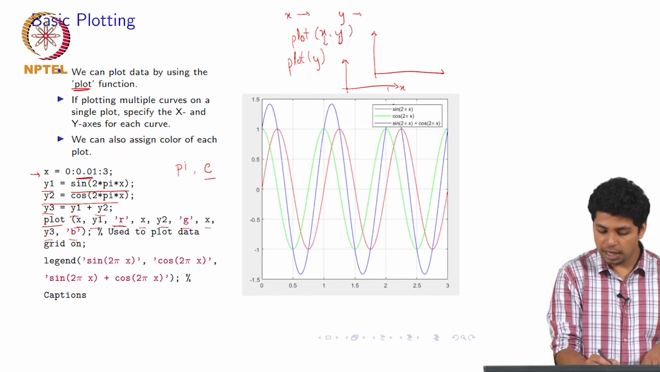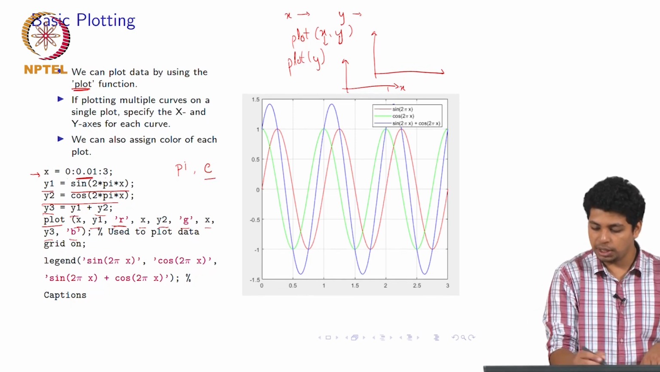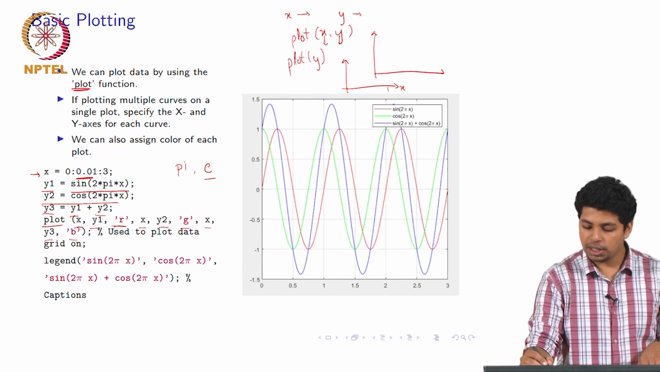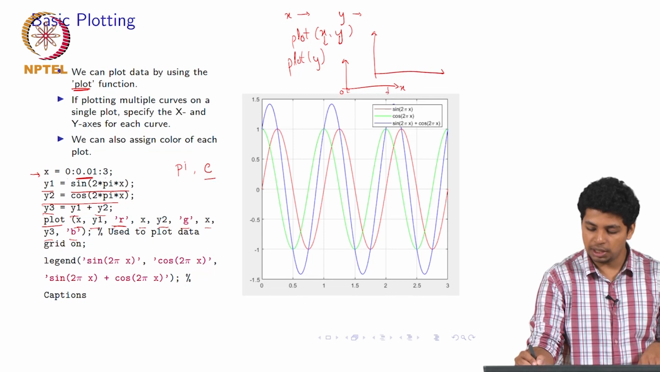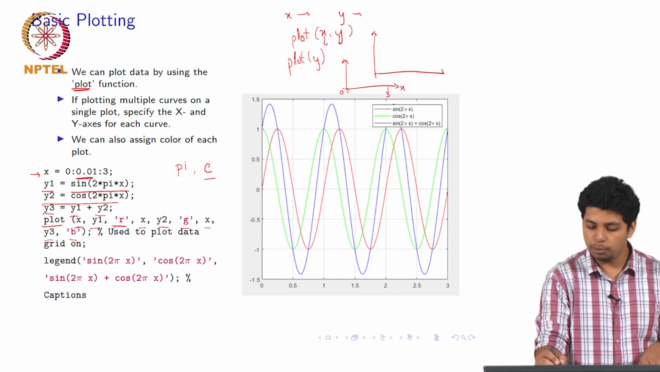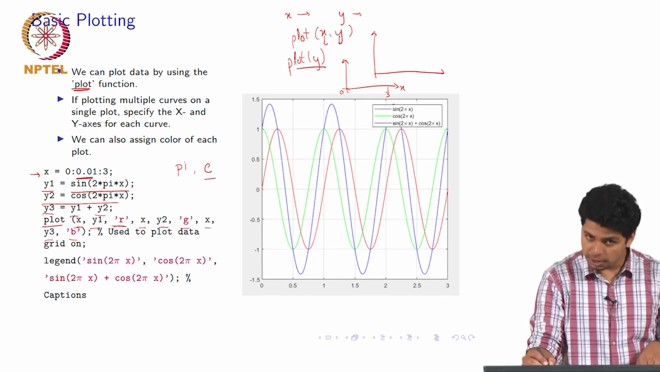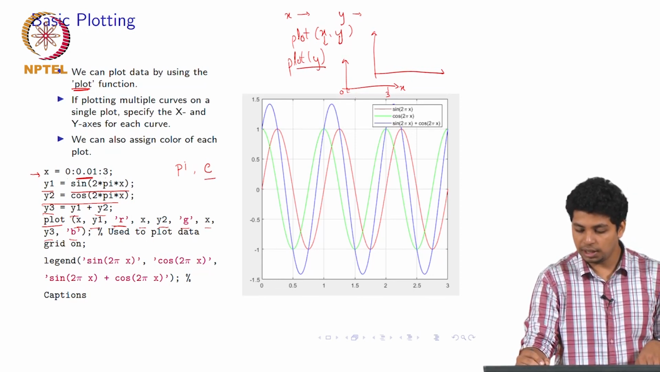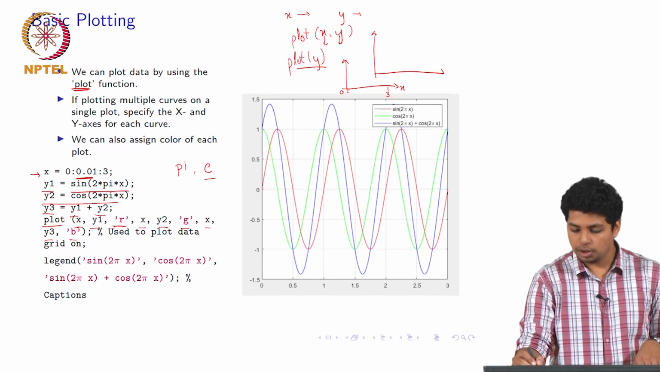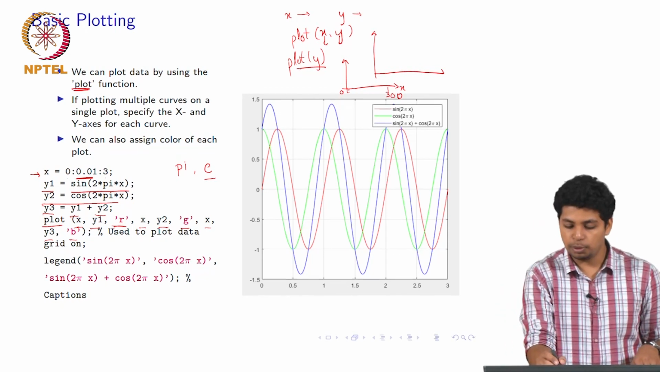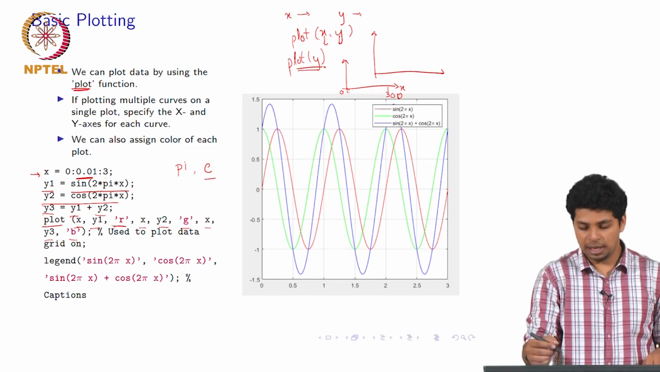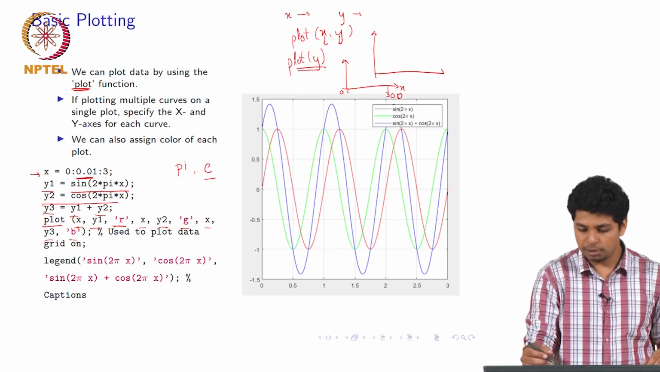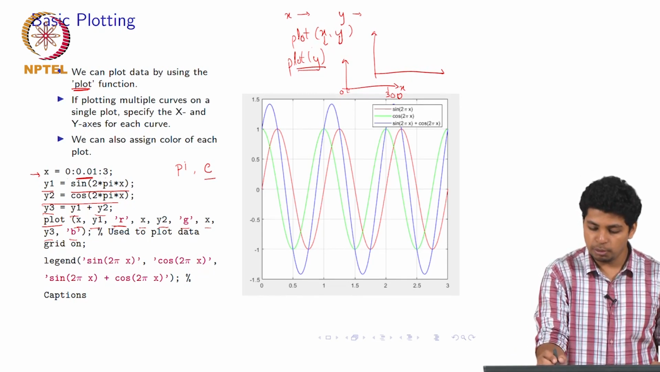But since here we have 0 to 3 with a step of 0.01, if you put x, y, then the first value will be 0, the next value will be 0.01, and the last value eventually will be 3. But if you only put plot y, then the first value will be 0, but the last value will be 300, because it is the 301st point and the first point is 0. So there are 300 points, so the last value will be 300. That is what will happen if you only put plot y. So as a good practice to code in MATLAB, we always put the variables to be plotted as an ordered pair.